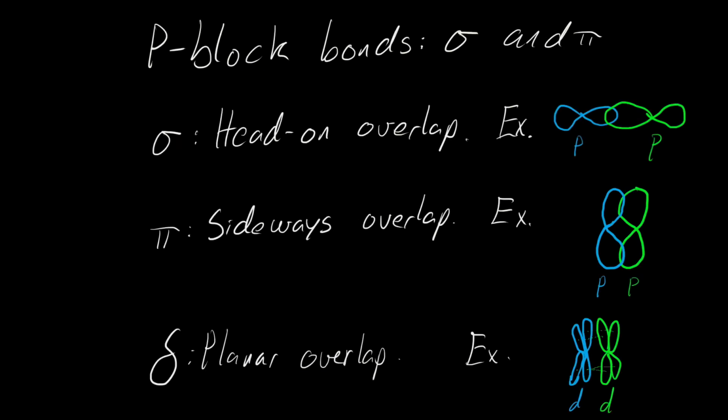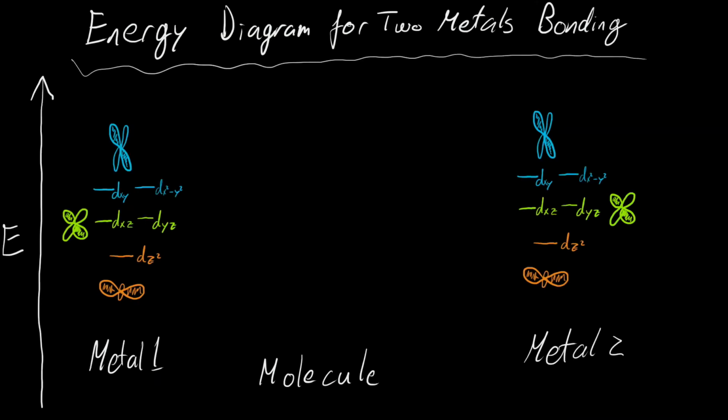To begin, in organic chemistry, we're used to talking about sigma and pi bonds between s, p, and hybridized orbitals. But when it comes to two d orbitals, we get another option, delta bonding, which comes from a different type of overlap due to the shapes and orientations of the d orbitals. Let's make an energy diagram for the molecular orbitals of two metals bonding.